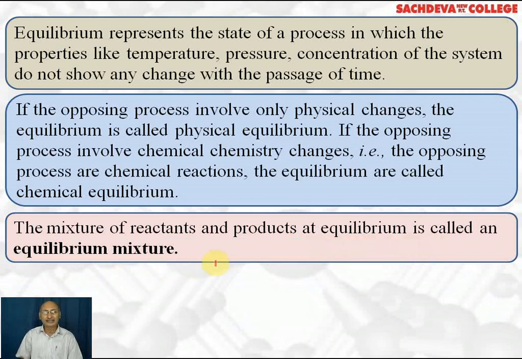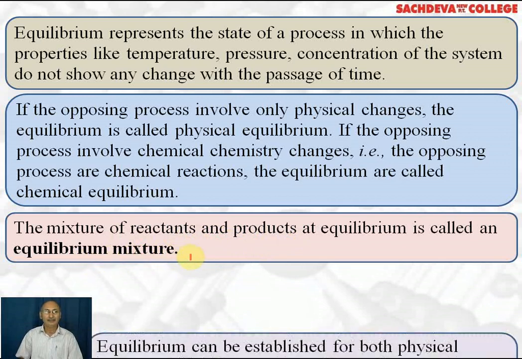Now, since the reversible reaction does not go to completion, some of the reactants will remain unreacted when equilibrium is reached. So they will not be able to change into products completely. So that's why we are taking the mixture of reactants and products at equilibrium.